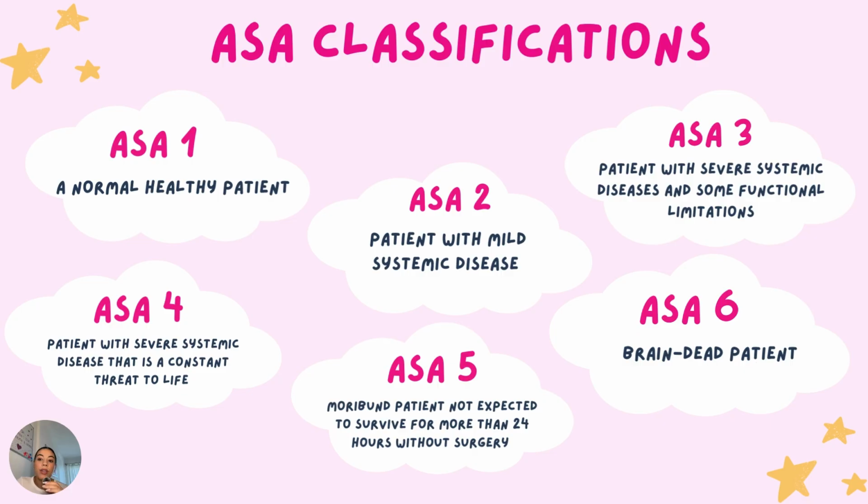ASA 1 is a healthy patient, ASA 2 is a patient with a mild systemic disease. ASA 3 is a severe disease but stable. ASA 4 is a constant threat to life. ASA 5 is not expected to survive without surgery. And ASA 6 is a brain dead patient. Almost all of the patients you'll be treating in a dental setting will fall between ASA 1 and 3.